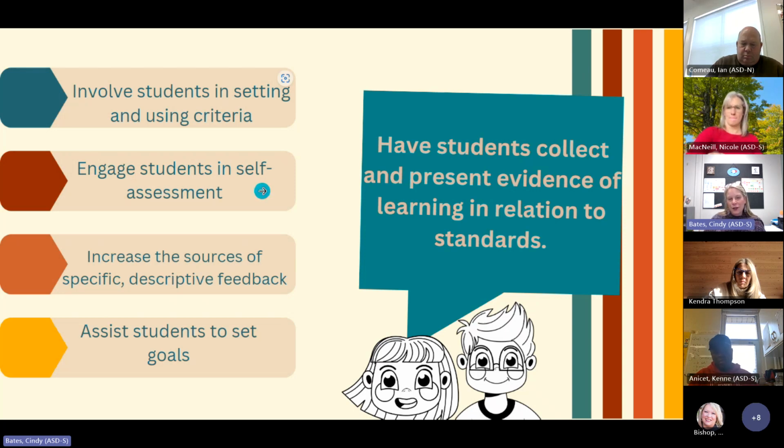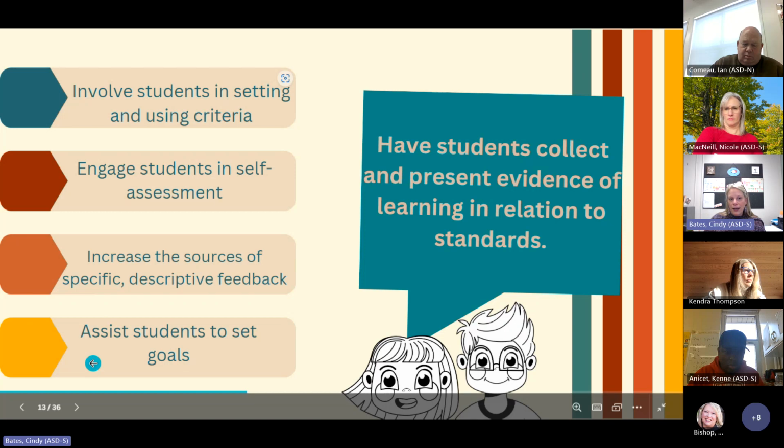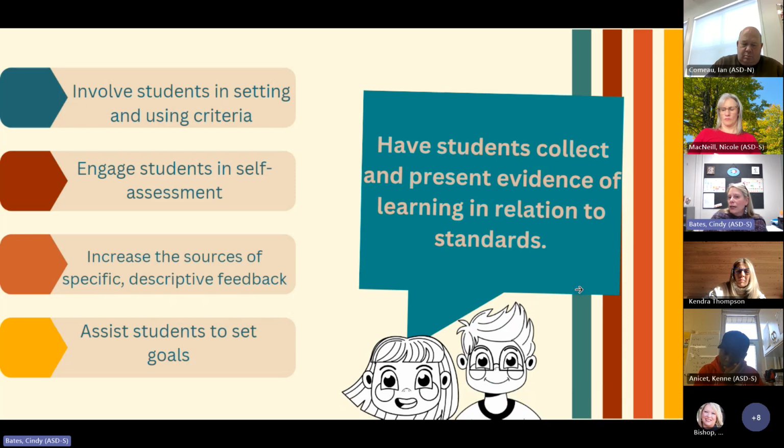But another way to find out if students have really understood material is to ask them to create a small assessment, even 2 or 3 questions. Increase your sources of specific descriptive feedback, and it assists students to set goals. So having students collect and present evidence of learning in relation to standards basically means that, when they're involved in the co-construction of the criteria, they understand what good work looks like, what they should be producing. They can also defend that.